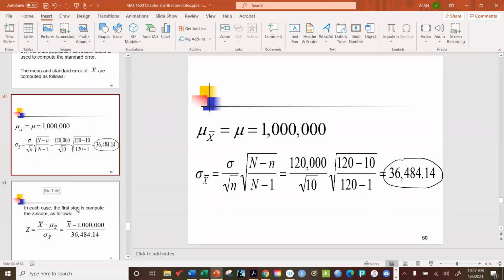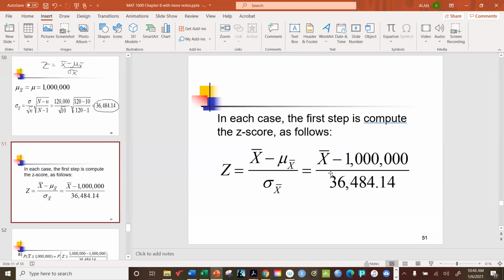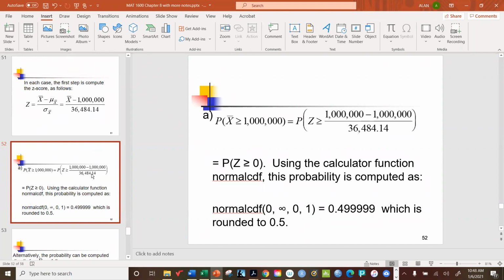So if we're going to use the tables, our formula for calculating the z-scores, the usual formula that we know very well by now, is this. And so we're subtracting for each x bar the mean of 1 million and dividing by the standard error of 36,484.14. All right, now remember in the first case, we're asked to calculate the probability that the mean is above $1 million. Well, guess what? That is equivalent to a z-score of 0.